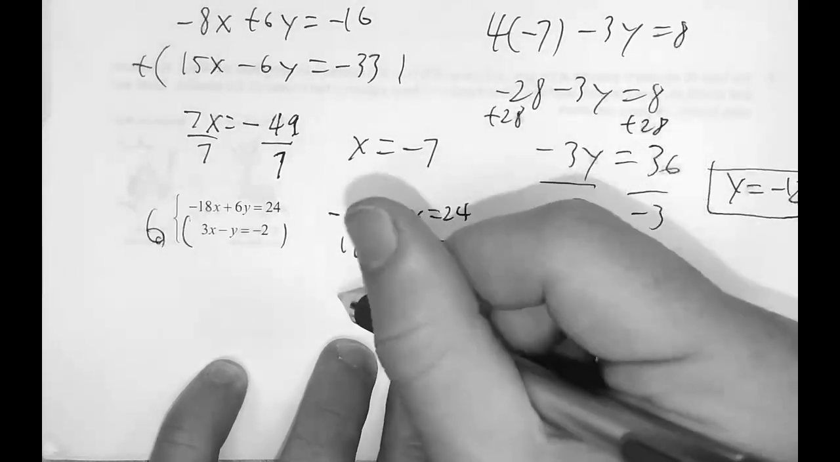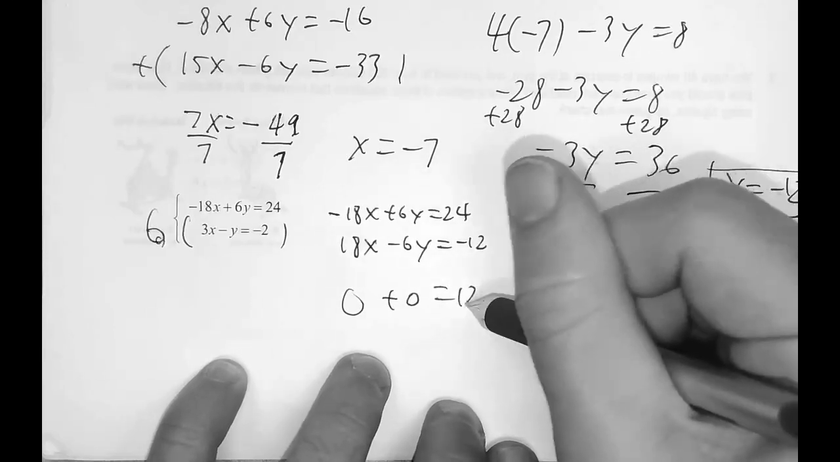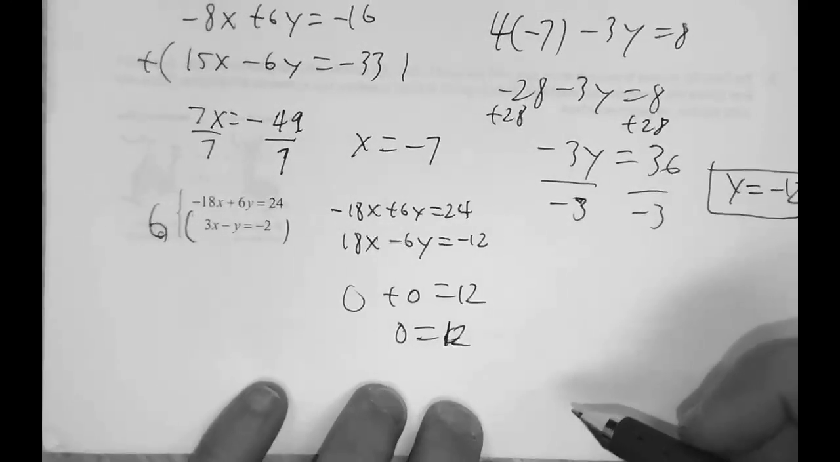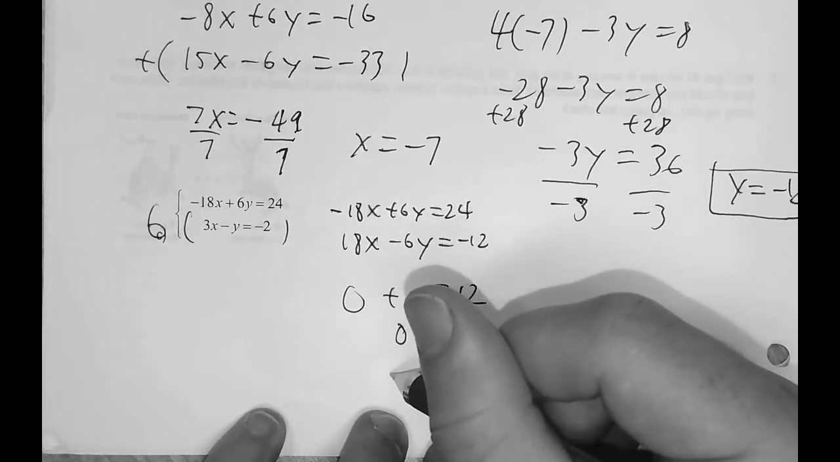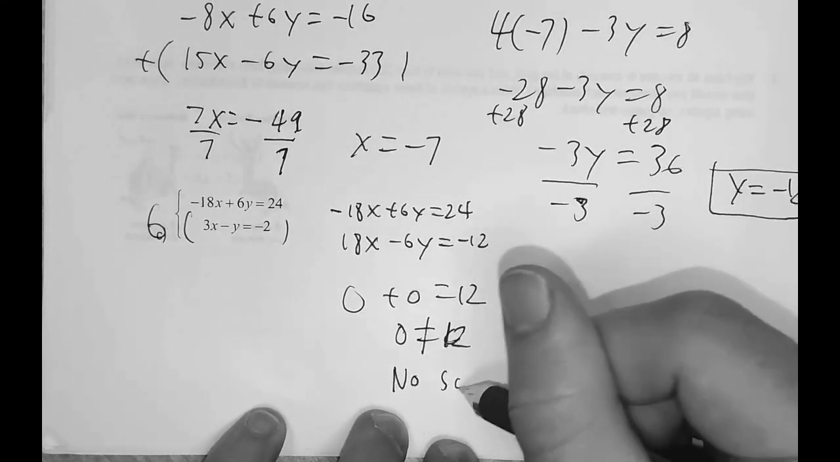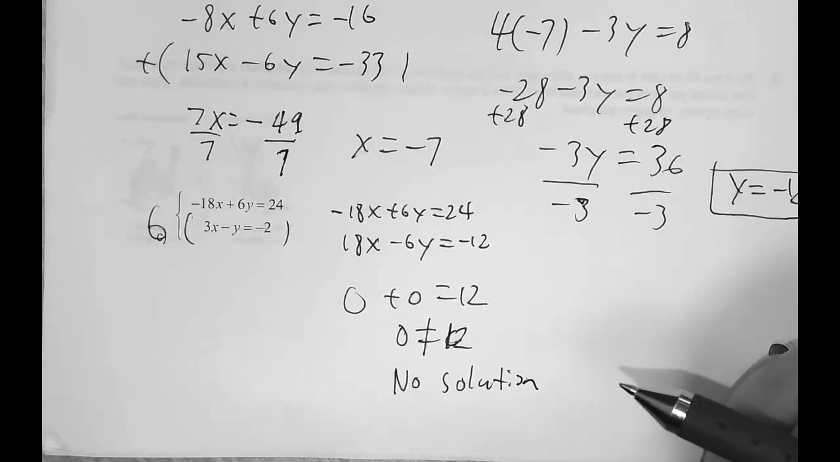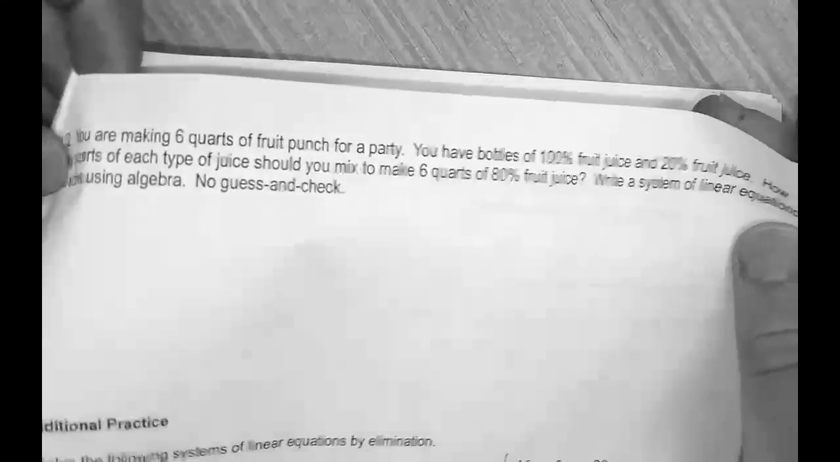We add these together. We're going to get 0 plus 0 equals 12. So 0 equals 12. Okay, is that a true statement? No. So what does this mean? This is no solution. No solution. Okay, these are parallel lines. There's no solution. All right? Okay, so let's do a little word problem, and then you will have some practice time.